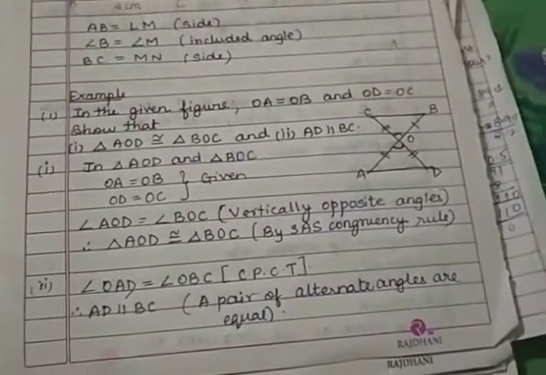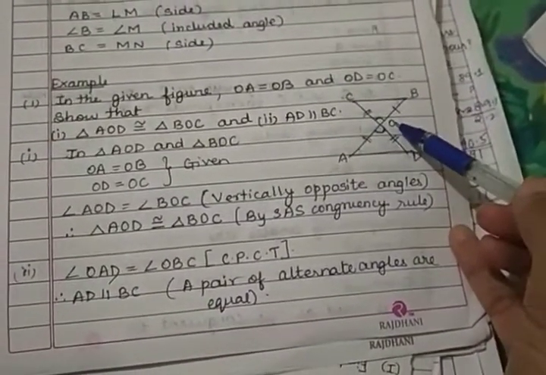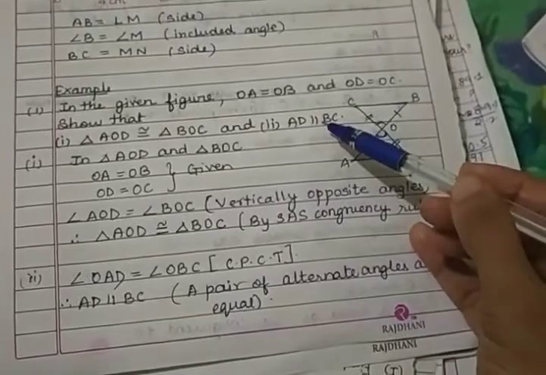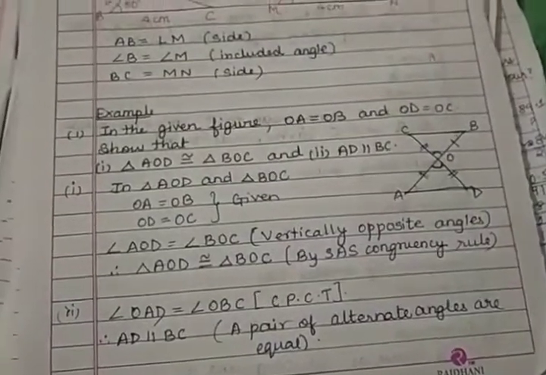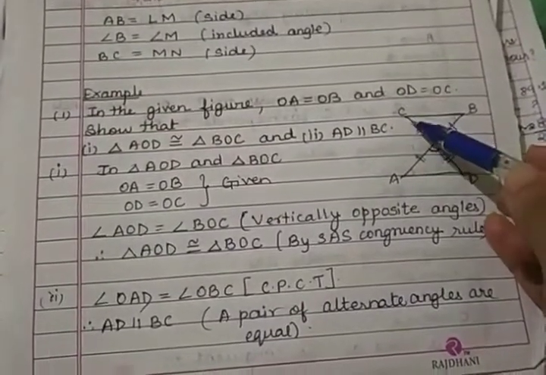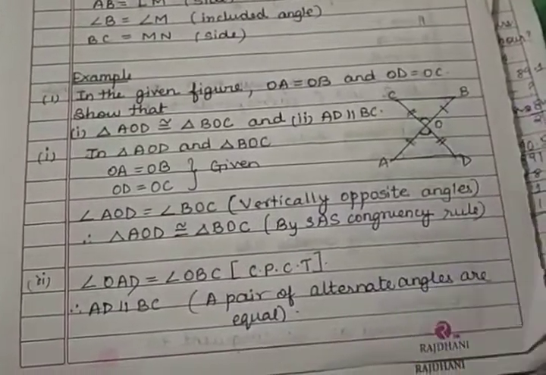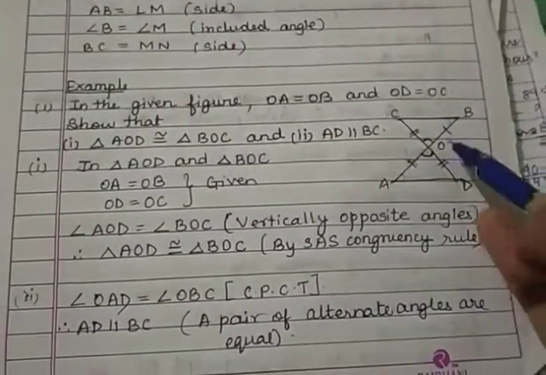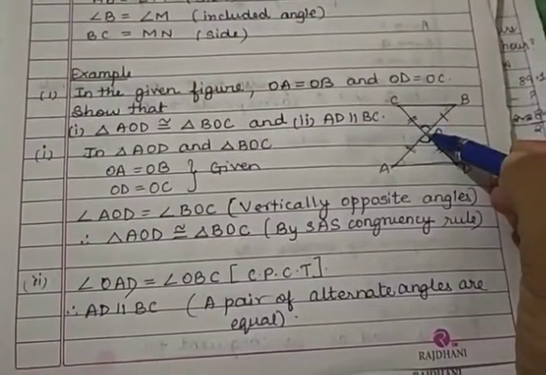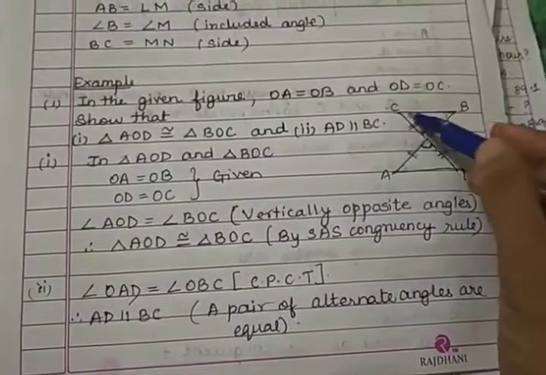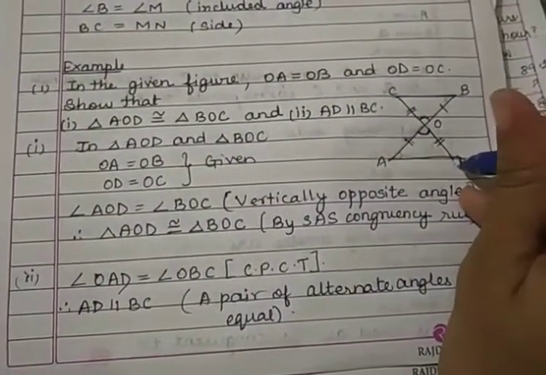Now you must have seen that if I show that either the corresponding angles or the alternate interior angles are equal, then I can say that if one pair of these angles is equal, these two lines are parallel, correct? So now you know that these two triangles are congruent, so all the corresponding sides should be equal, and all the corresponding angles should be equal.